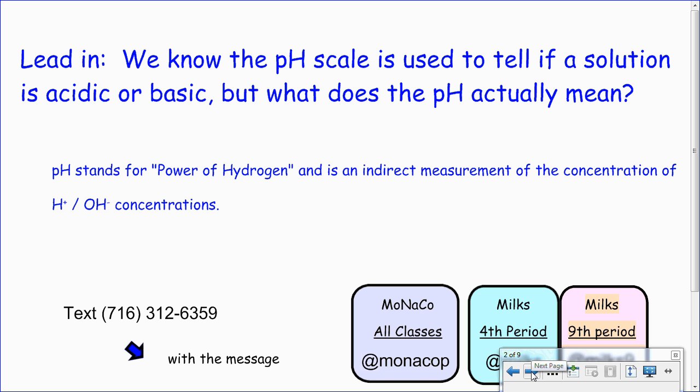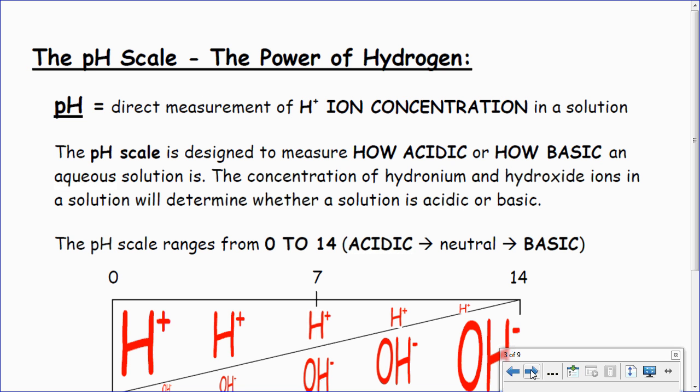We all know the pH scale exists. It's a direct or indirect measurement, however you look at it, of the concentration of the H plus and OH negative ions that are dissolved and dissociated in a solution that makes it acidic or basic. Okay, so pH scale, power of hydrogen, that's what it represents. pH is power of hydrogen. It represents how acidic or how basic something is.